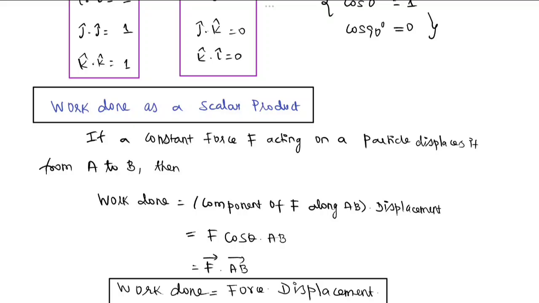Then we have to find out the work done. If the point moves from one place to another place, the work done is the component of F along AB dot displacement. Then F cos theta dot AB. So the work done is equal to force dot displacement.